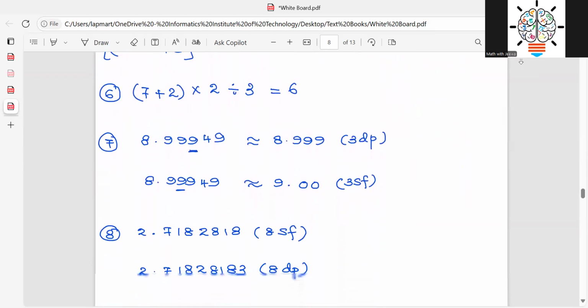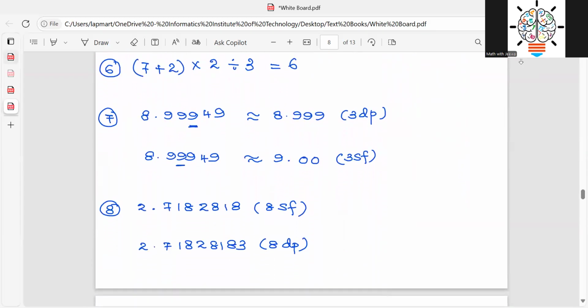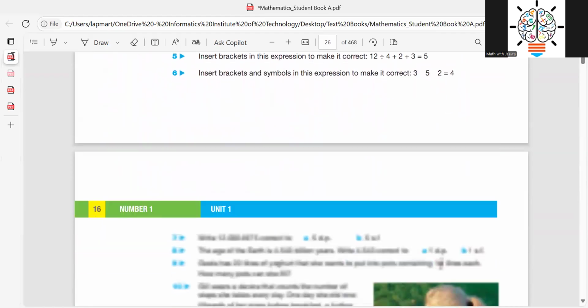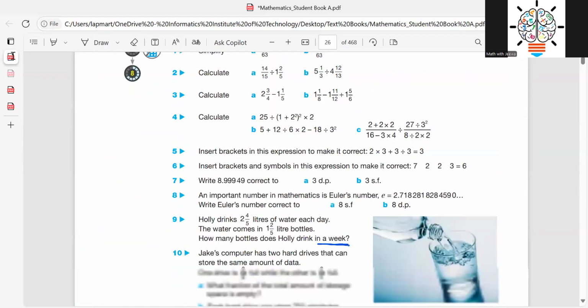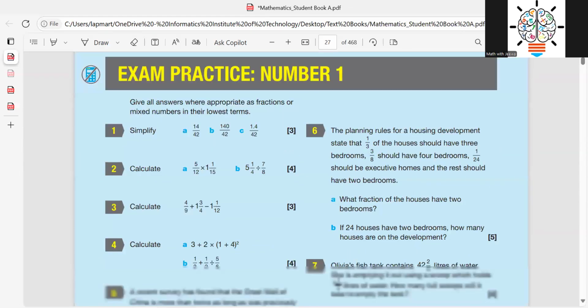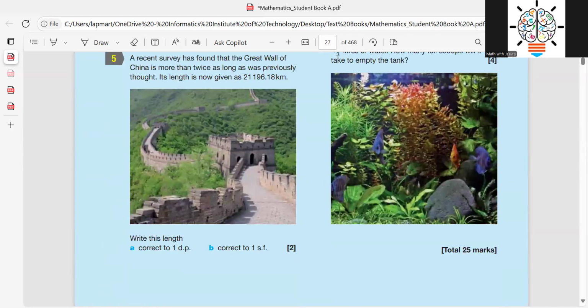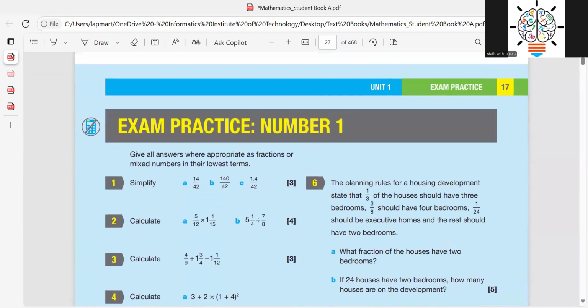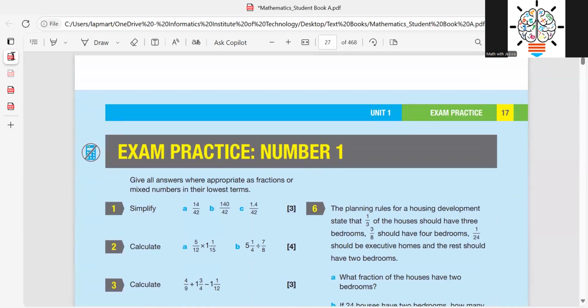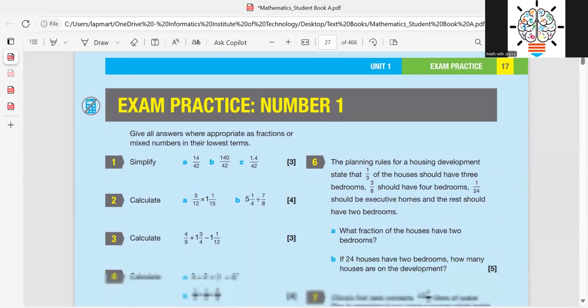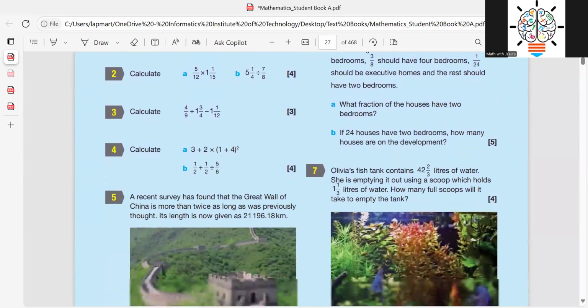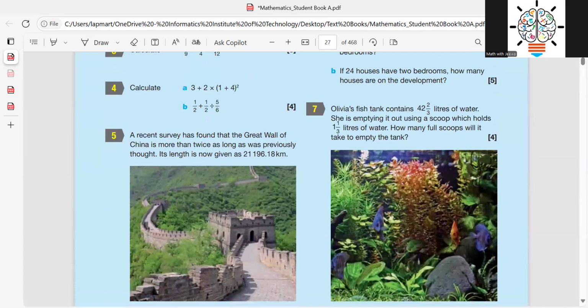Right. Hope it is clear for all of you. The next step is today's homework, which should take only 25 minutes. Don't take more than that. Time it for 25 minutes and do this page. That will be your homework, and that is the end of unit 1, number 1. So page 17. You want to do the whole page within 25 minutes.